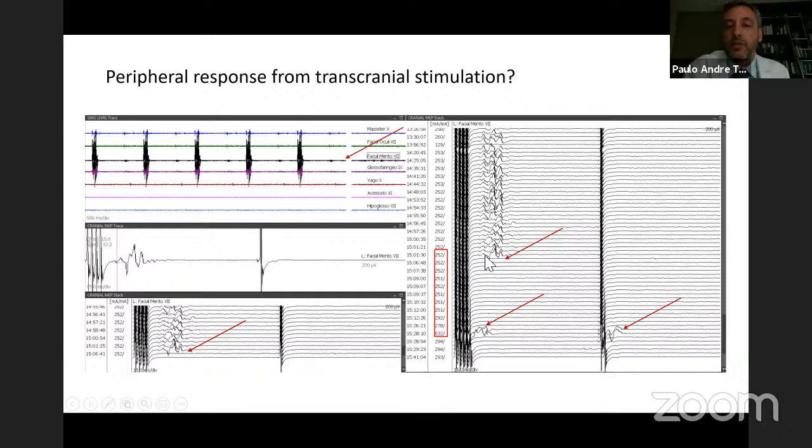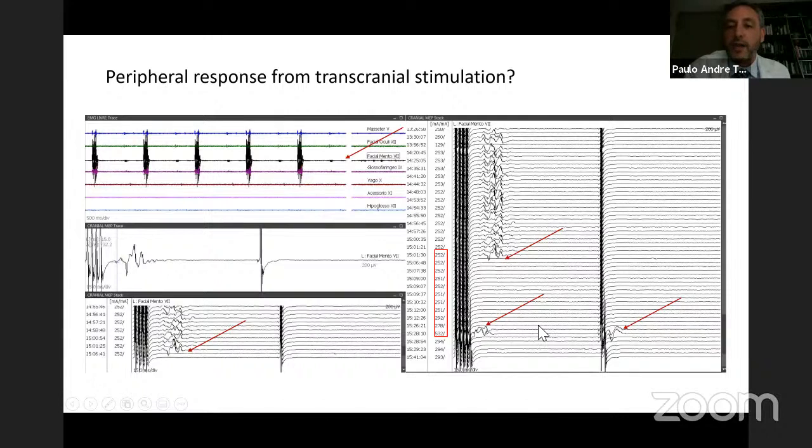You will see that this response is short in latency. There is a short latency response here. I use almost twice the intensity I needed at the beginning of the surgery. And also with a single pulse and the same intensity, I have a response here. So this is not a central response. This is a peripheral response.